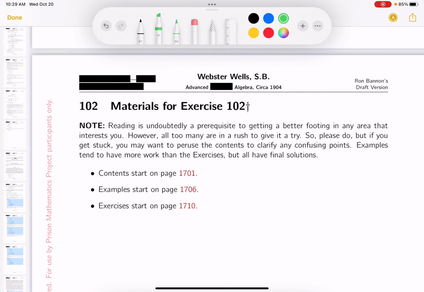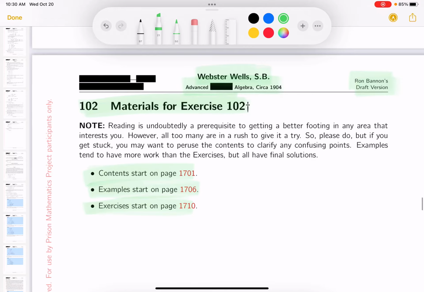Okay, we're in section 102. As always, there'll be contents, examples to look at, and exercises to get busy with. My name is Ron Bannon. This is my draft version of Webster Wells' Advanced Course in Algebra, which dates back to 1904.